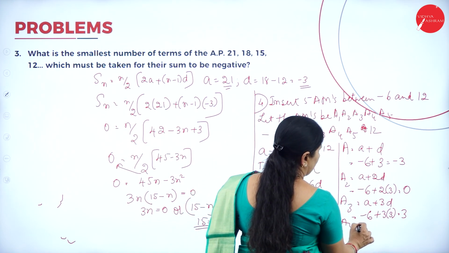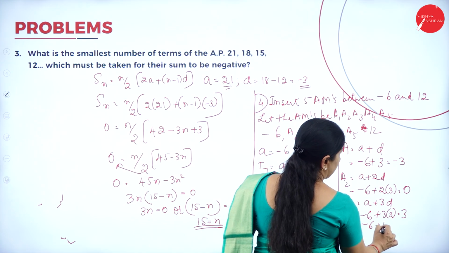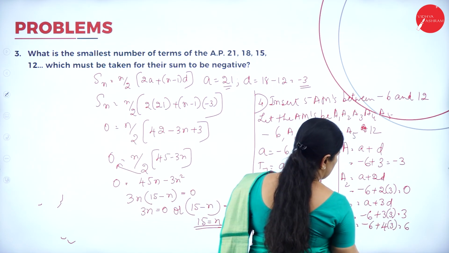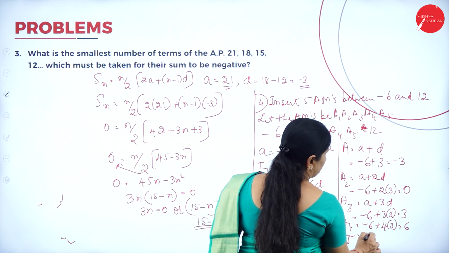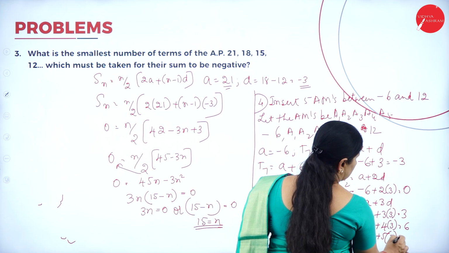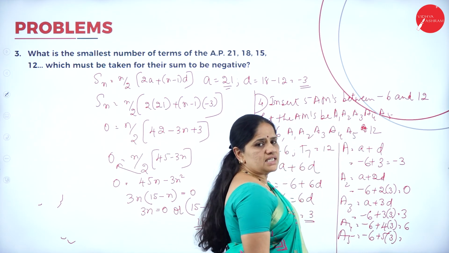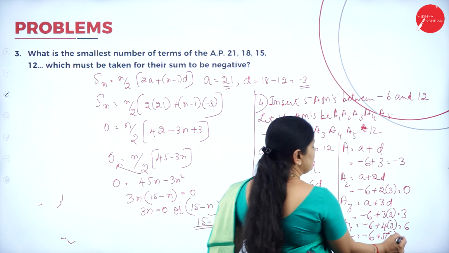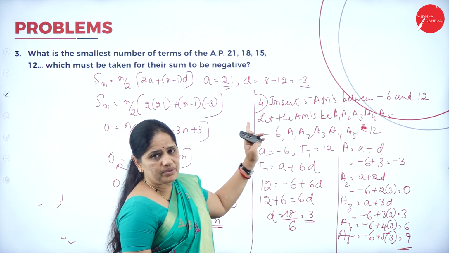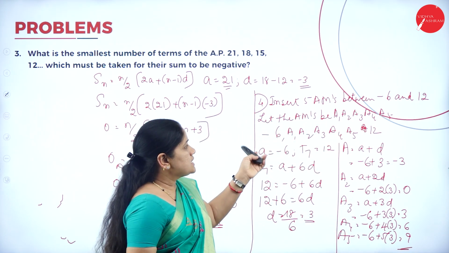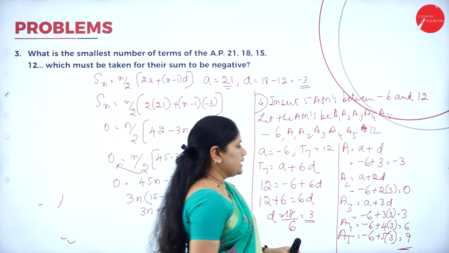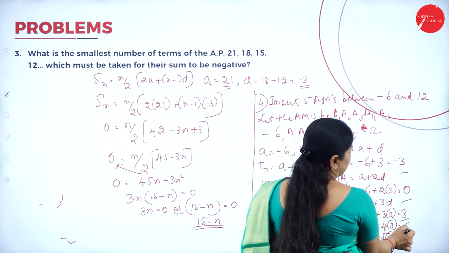Then A4 will be minus 6 plus 4 into 3. So 12 minus 6 is 6. So A5 will be minus 6 plus 5 into 3. 15 minus 6. So that comes up to 9. So this is the answer. So this is a separate problem here. The fourth problem, insert 5 AMs between minus 6 and 12. So we are getting the 5 arithmetic means here.